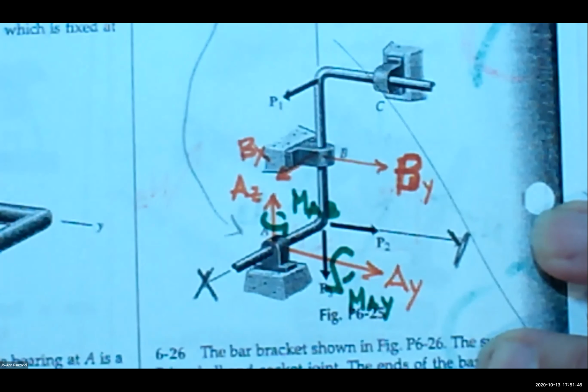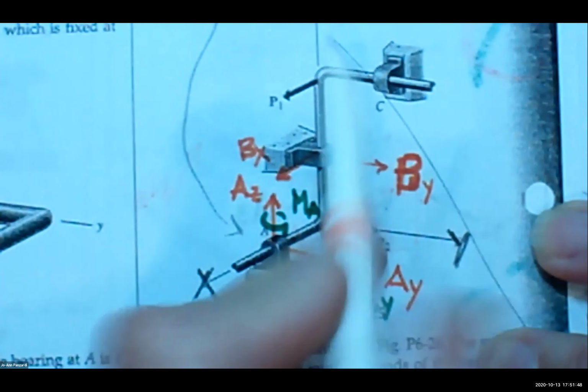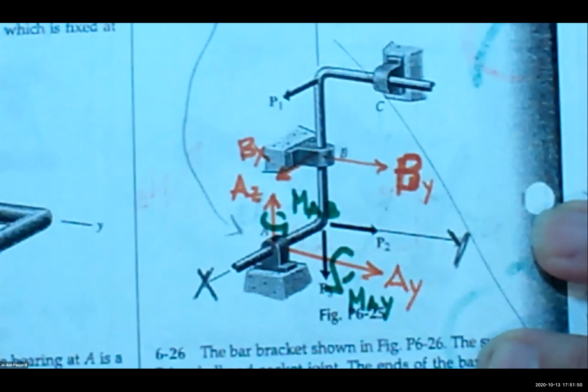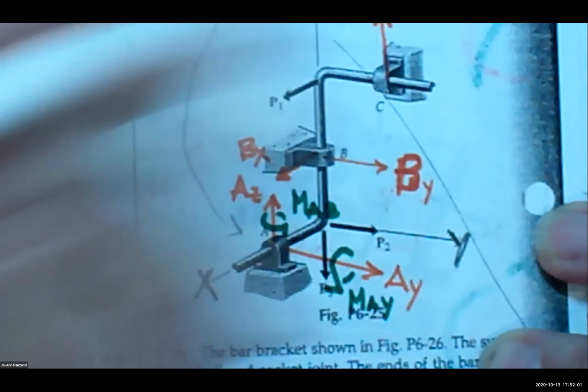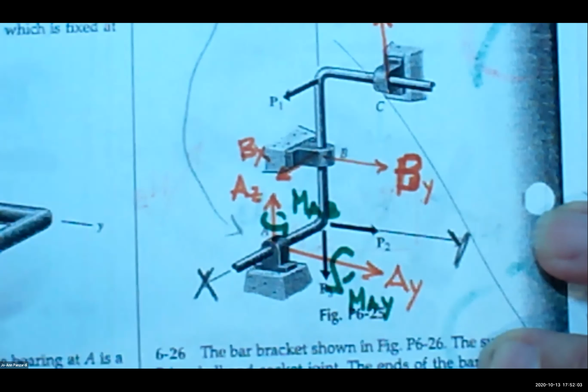Okay, Matthew. What's going on at C? It also says it's a ball bearing. So what are the reactions at the ball bearing at C? It would be the forces going up with Z, right, and the forces going with X, and that's it. Great.